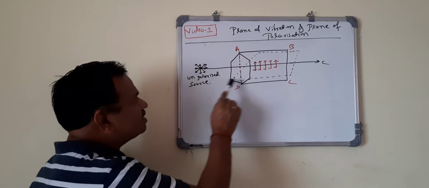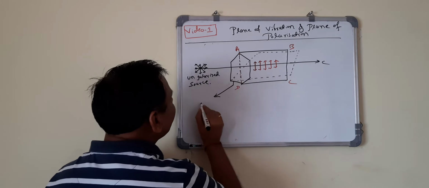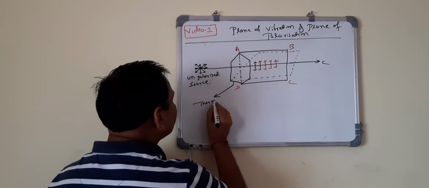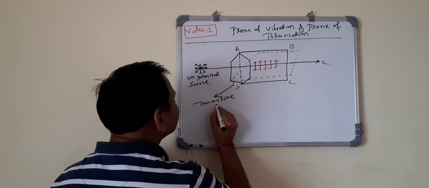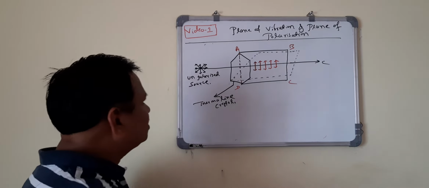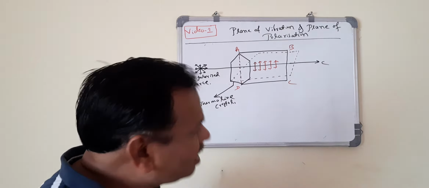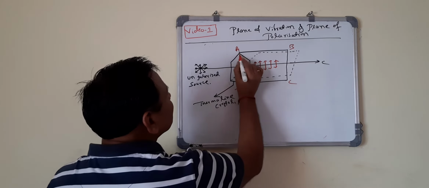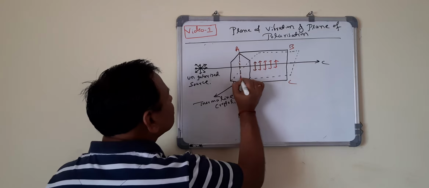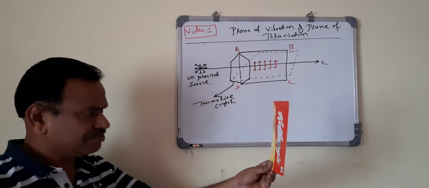This light is passing through the crystal. It is called a tourmaline crystal. Tourmaline crystal, it is the name of the crystal. This dashed line I drew is called the axis of the crystal.